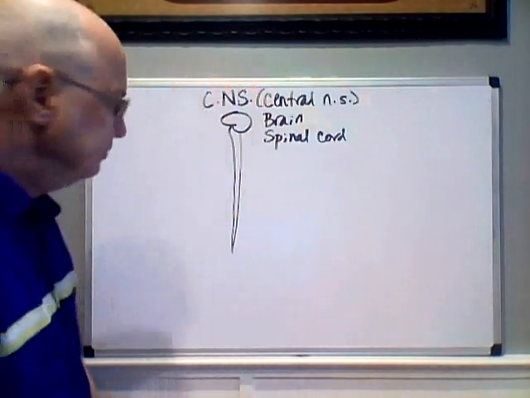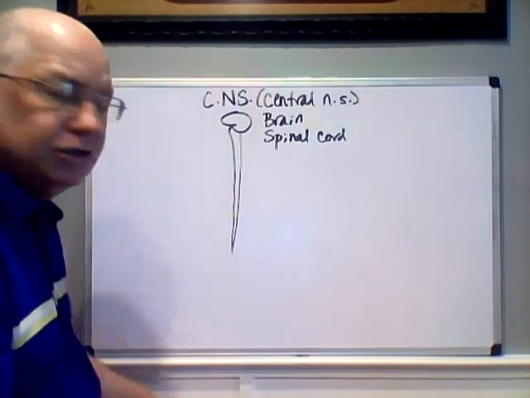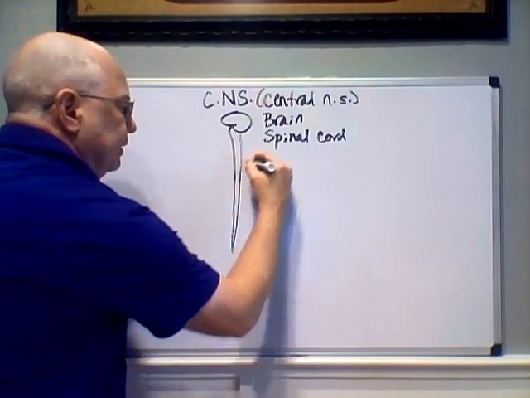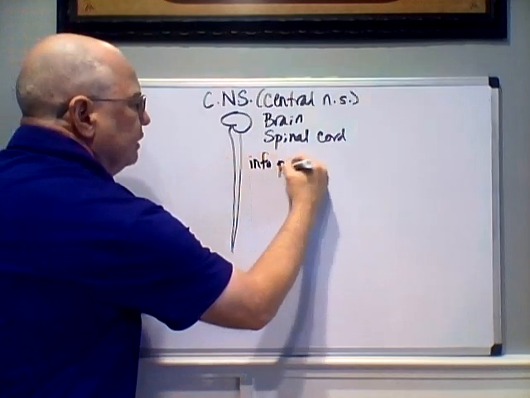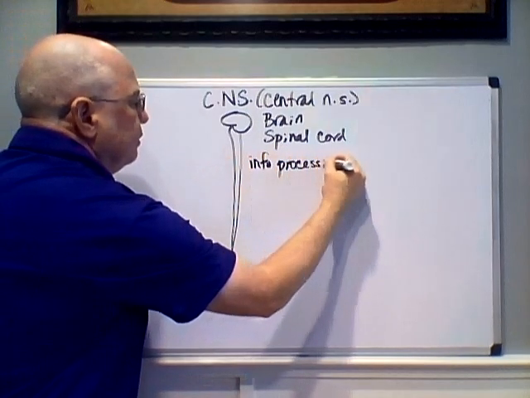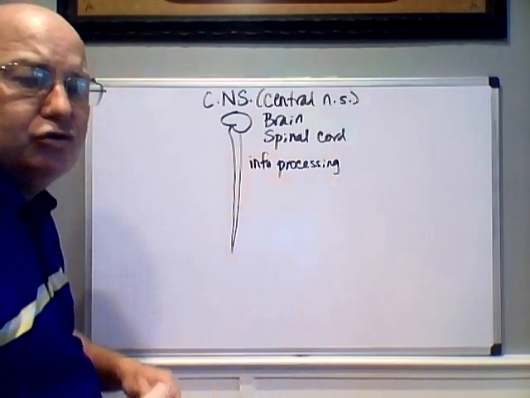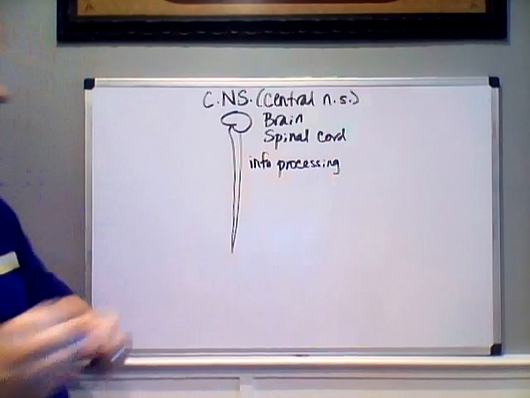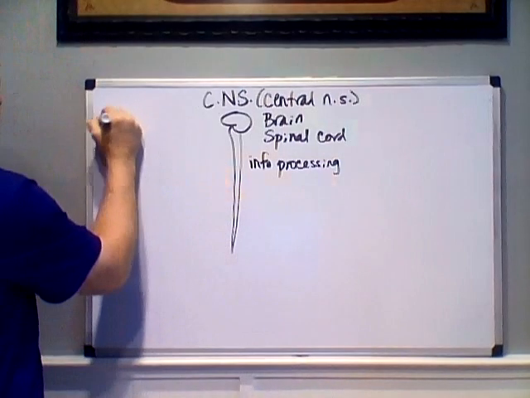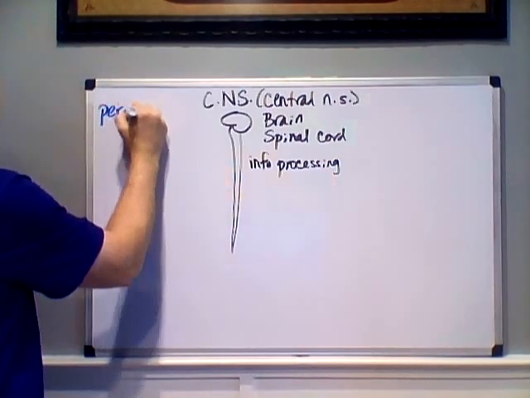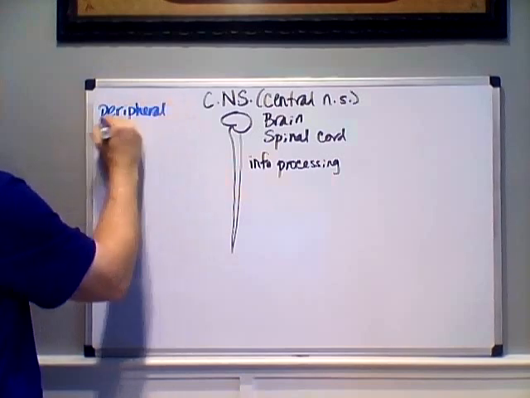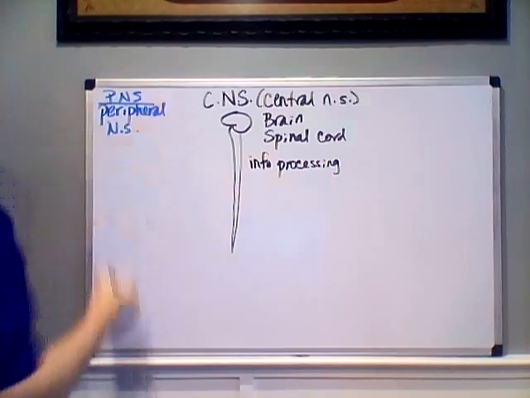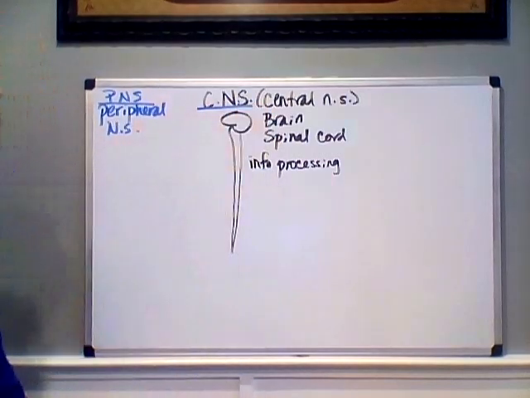Okay. So now, the CNS is the brain and the spinal cord. It does the highest level of information processing. Now, that doesn't mean that the other part of the nervous system does not, but it doesn't do the same level of information processing. Now, our peripheral nervous system is called the PNS. So our CNS is the central nervous system.